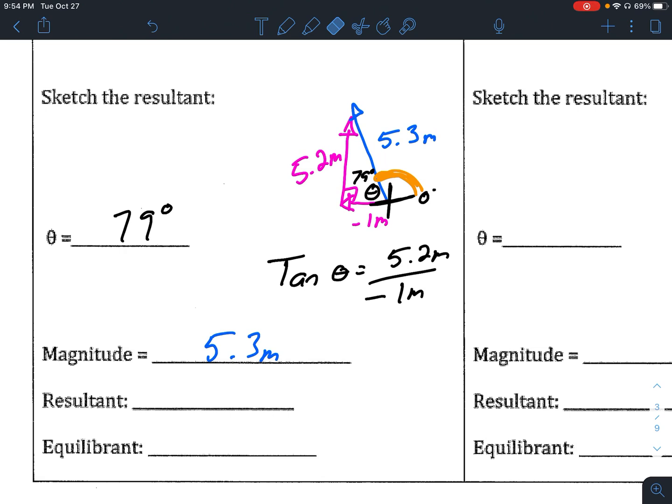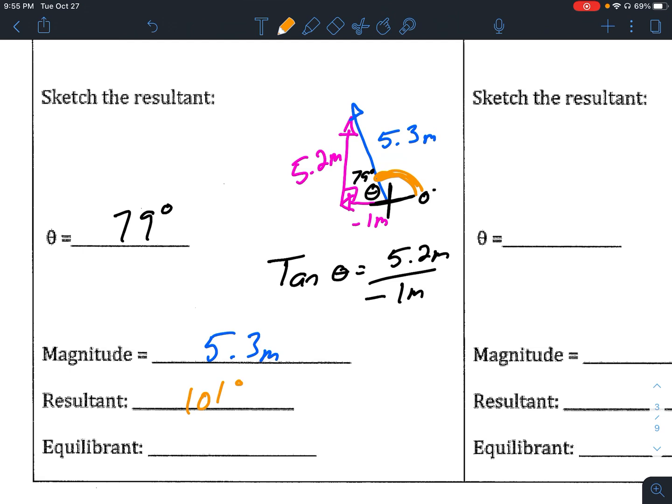But if we are going to figure out relative to that 0 being right, we need to see that our negative, meaning our 180 degrees, is going straight left. And a portion of that is 79. So to figure out to that blue arrow, we simply take 180 minus 79. And that would give us 101 degrees as our resultant direction.